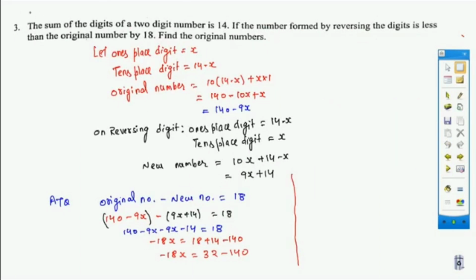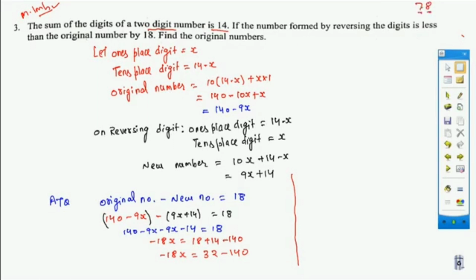This is a very important question. The sum of the digits of a 2-digit number is 14. If the number formed by reversing the digits is less than the original number by 18, find the original number. Let the one's place digit be x.